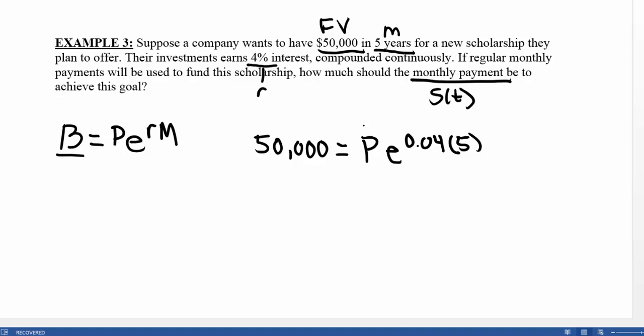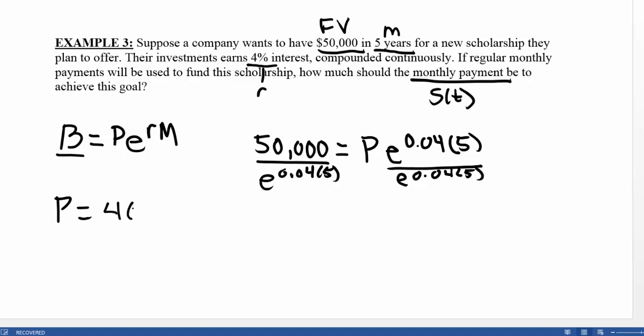So we can solve for present value by dividing both sides by e to the 0.04 times 5. And when we do that, we're going to get that our present value is going to need to be $40,936.54. So if our contributions give us this present value, then we know that we'll hit our future value goal.